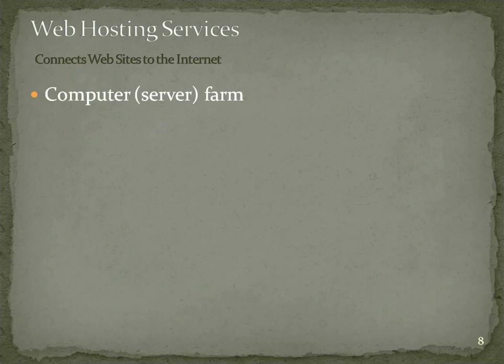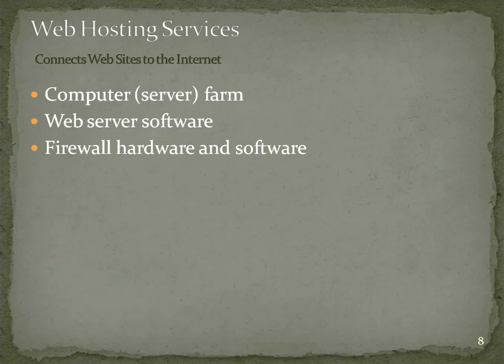First one is computer servers or farm. Computer farm means the website hosting service provider has many servers, so it will be called a computer farm. The next one is web server software. We have seen some examples of web server software previously, Apache, IIS. These web server software are required for processing the websites.